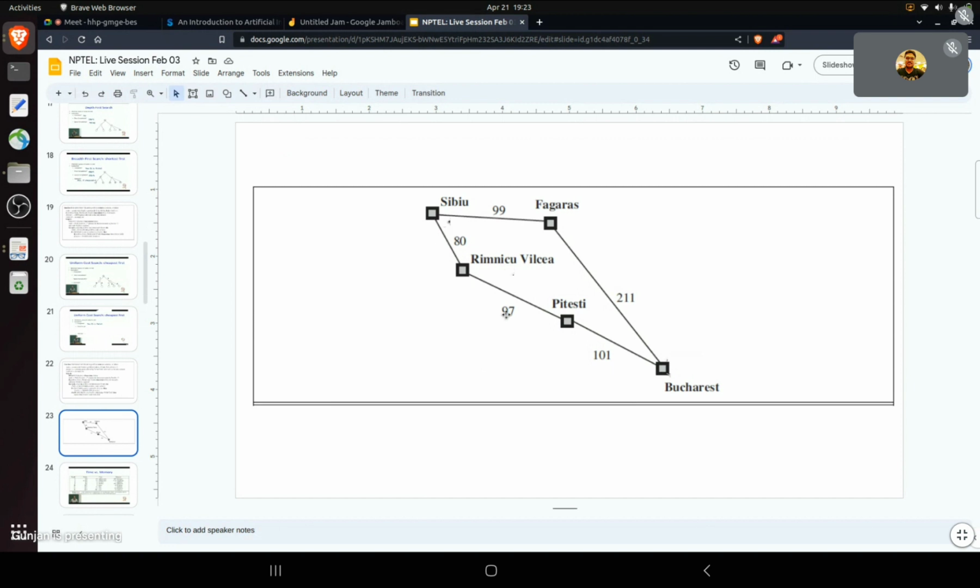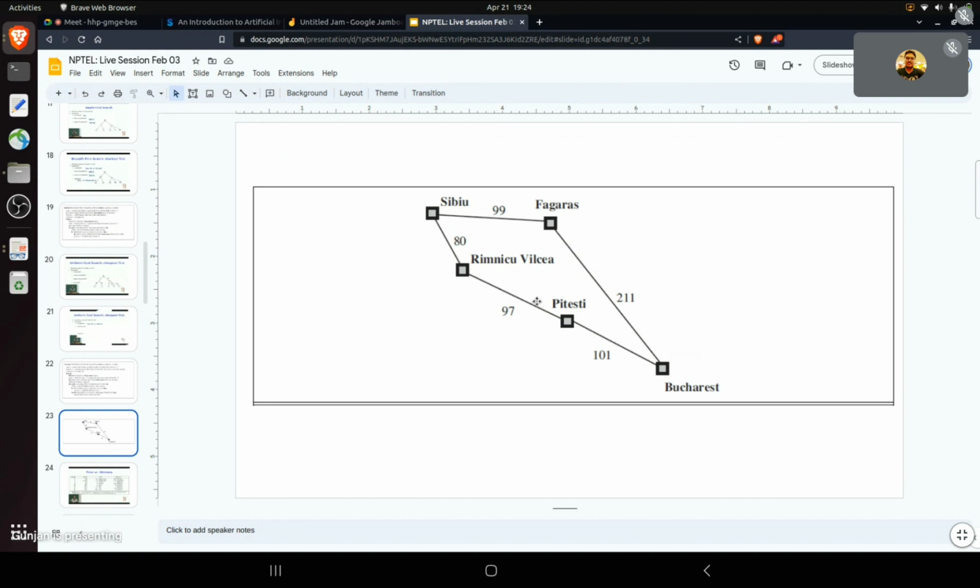But in your frontier you will have Pitesti with the cost of 80 plus 97, right? So you will pick this one as the next child to explore, right? And then from here you will see, okay, now I can go to Bucharest, and then you pick Bucharest, and you put Bucharest with this cost 80 plus 97 plus 101, which is 277, right?